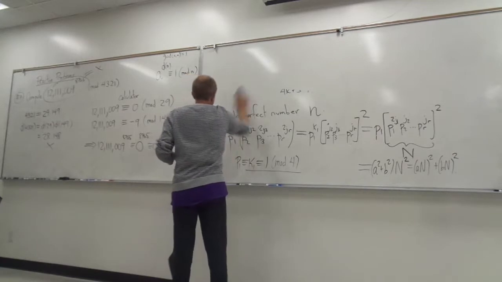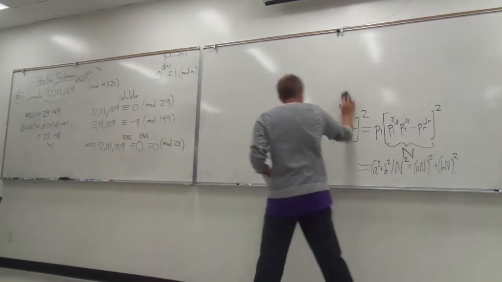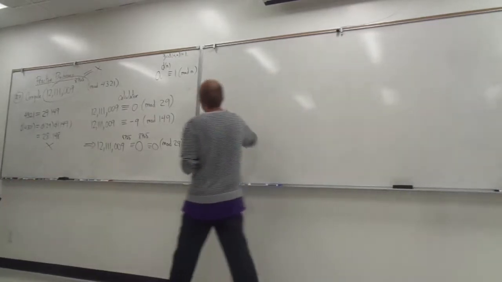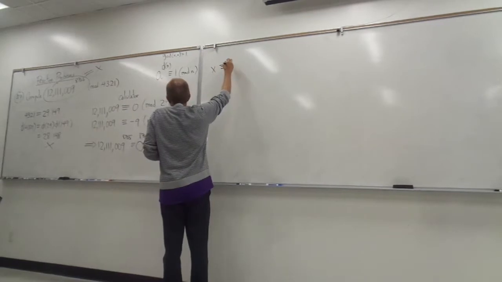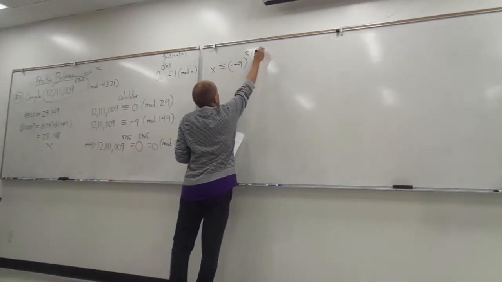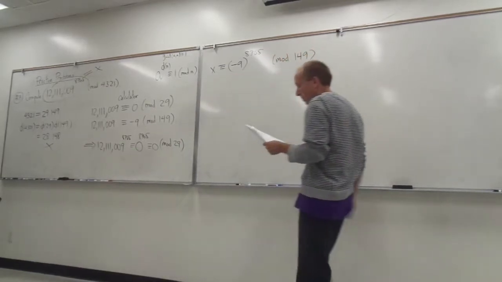And I know that, let's see, mod 149, x is congruent to negative 9 to the 8765 mod 149, right? Like that.